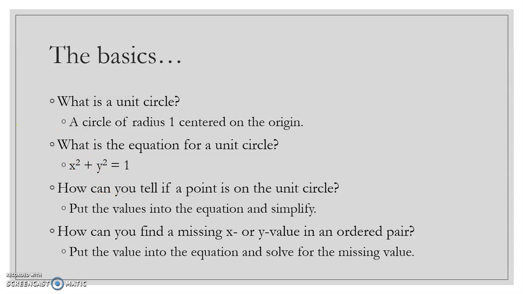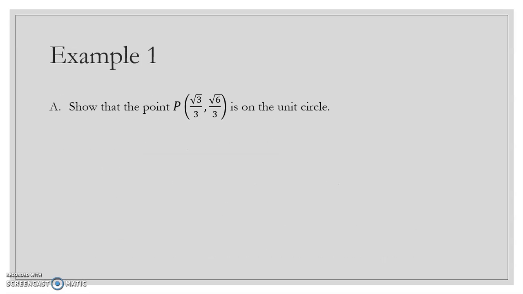So let's take a look at an example. In part A, they asked us to show that the point (square root 3 over 3, square root 6 over 3) is on the unit circle. So basically, this just means take this, put it into the equation I just gave you, and simplify. So let me show you my work for that.